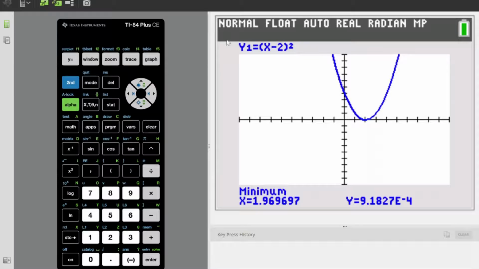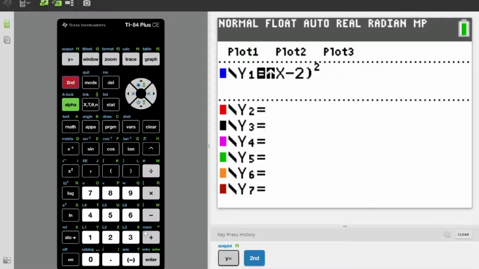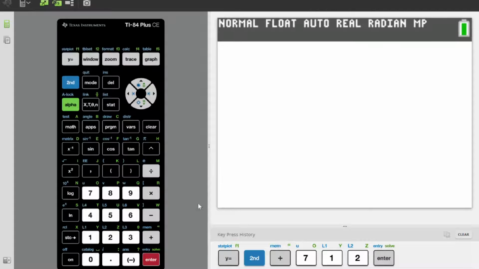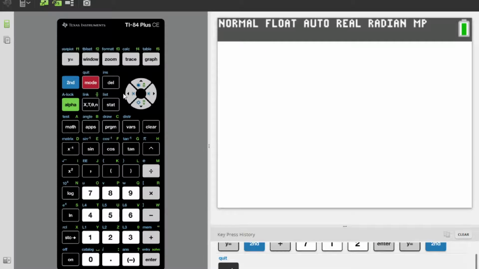I'm going to stop. It is 2 minutes, and I'm going to wait until 2:20, 2:25. I'm going to go ahead and clear all this. Second, mem, 7, 1, 2, enter. Okay. All right, 2:40.